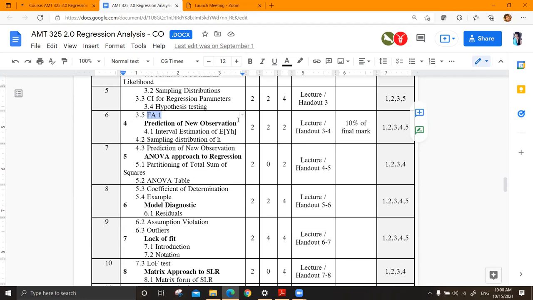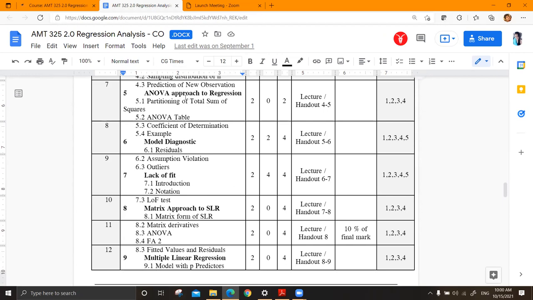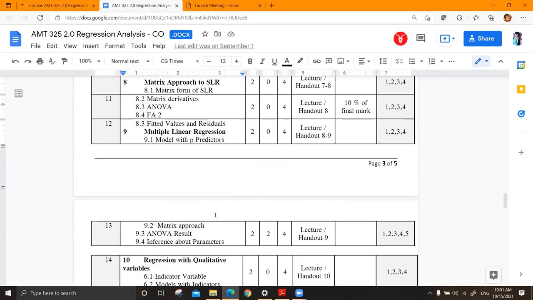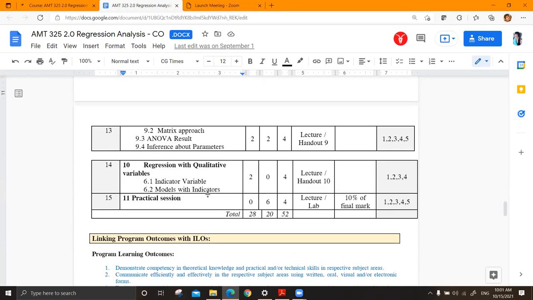After the assignment, you are going to have prediction of new observations, ANOVA, analysis of variance, then model diagnostics. I know you all are not familiar with these terms. Let's learn these. Lack of fit, matrix approach to simple linear regression. And then you come to multiple linear regression, which incorporates more than one independent variable in the modeling.